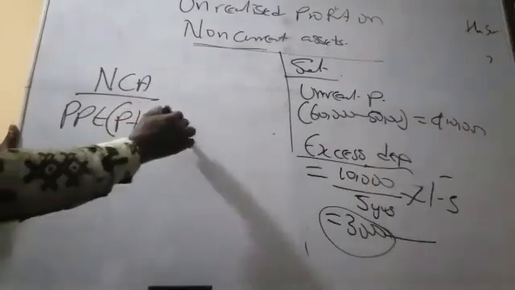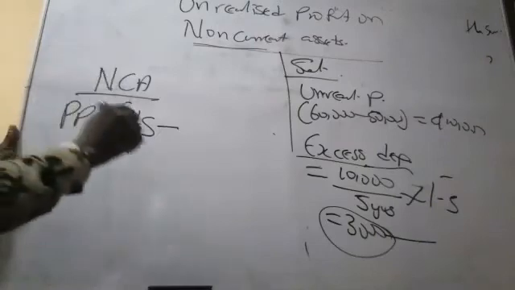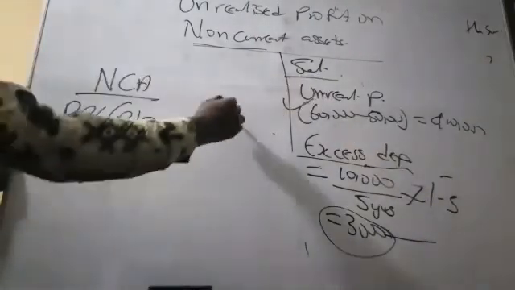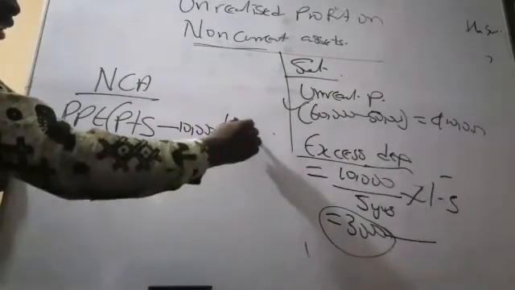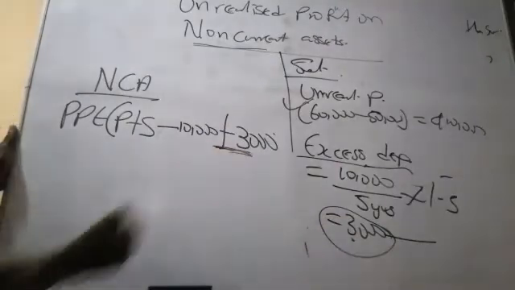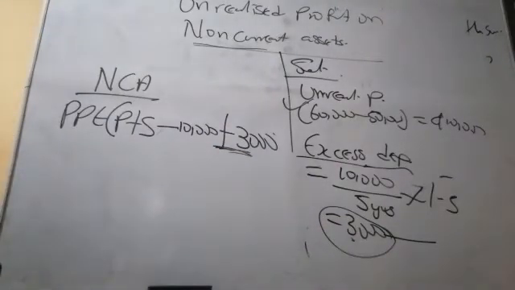Now minus the unrealized profits of 10,000. That's the stage one. Plus the 3,000, the excess depreciation. This 3,000 you add, excess depreciation. You add to it. That's all. So that's how non-current assets look like.